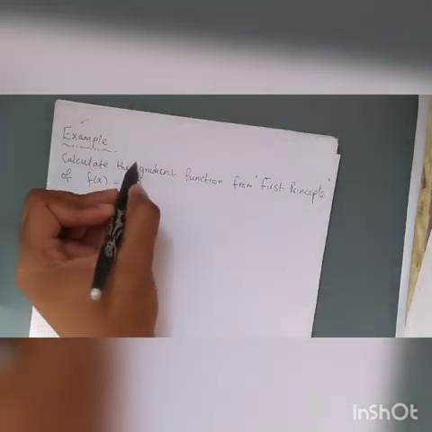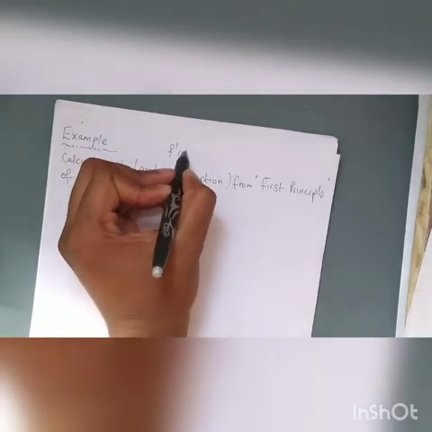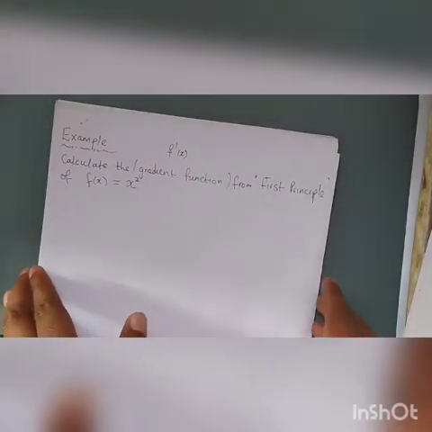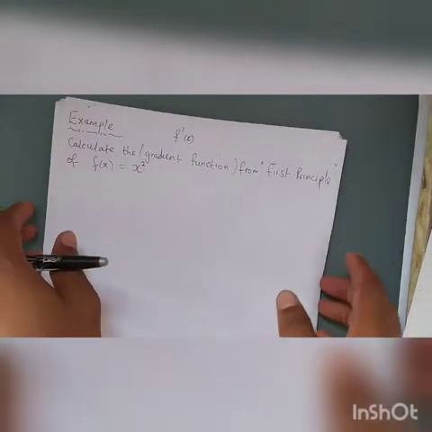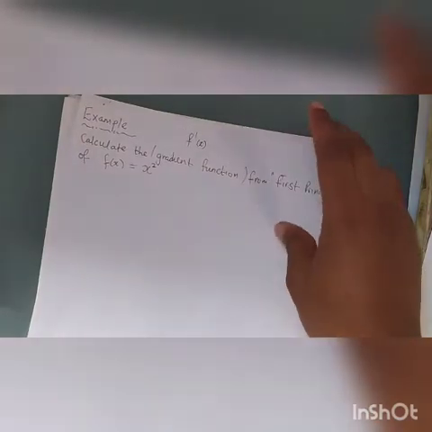So we have an example now. This gradient function actually means f prime at x. So don't listen to your teachers when they say you're calculating the gradient and you're using that. Okay. Don't tell them I said that. So calculate the gradient function from first principles of f at x equal to 2x squared.